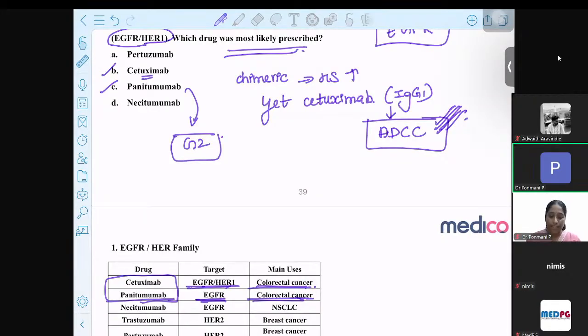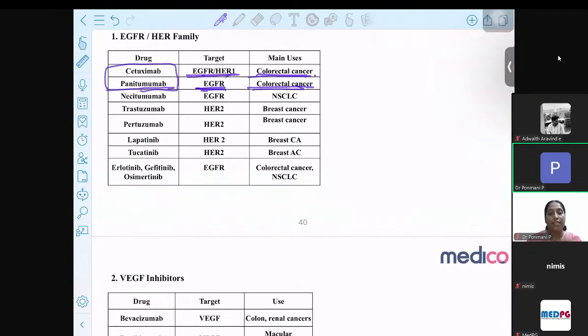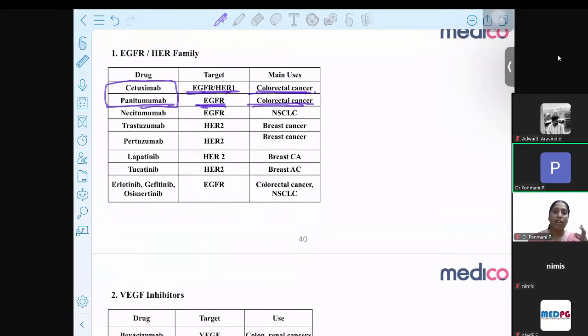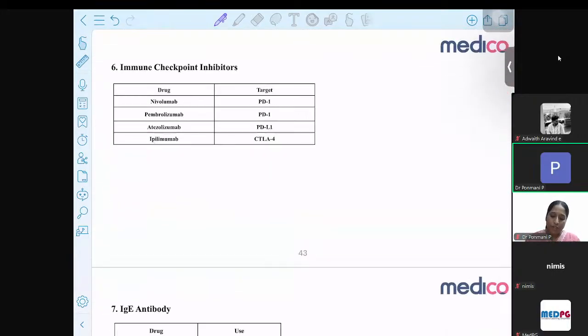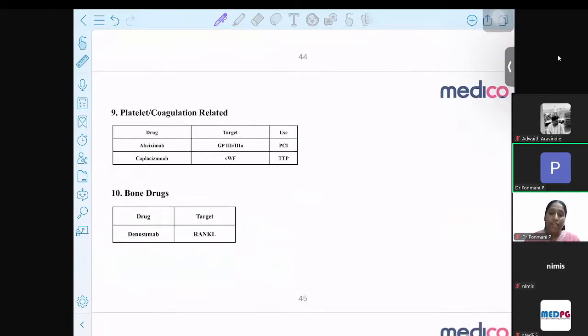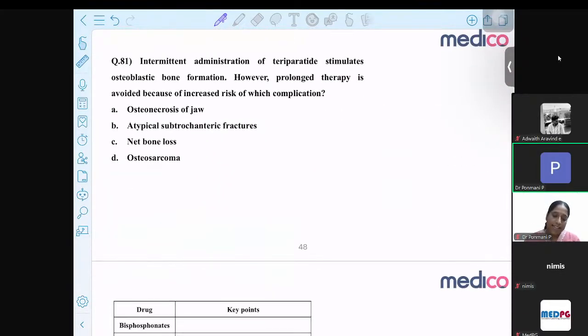Please remember this. And as I am telling, I can understand monoclonal antibodies are difficult to memorize, but you can give it a try. So have a look at this. Especially even if you are avoiding the others, please try to learn the EGFR family alone, because most of the small molecule inhibitors and monoclonal antibodies, they are asking from the EGFR family most commonly. Okay. So now we will move into the next question. As you can see, I have given you the whole list. Please go through the list. Everything is concised into this.